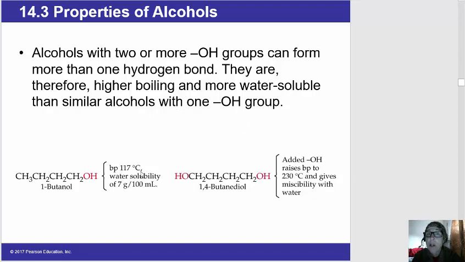It has a boiling point of 117 degrees Celsius and a solubility of 7 grams per 100 milliliters, whereas 1,4-butanediol has almost double the boiling point at 230 degrees Celsius, and it is completely miscible, which means it completely dissolves in water.